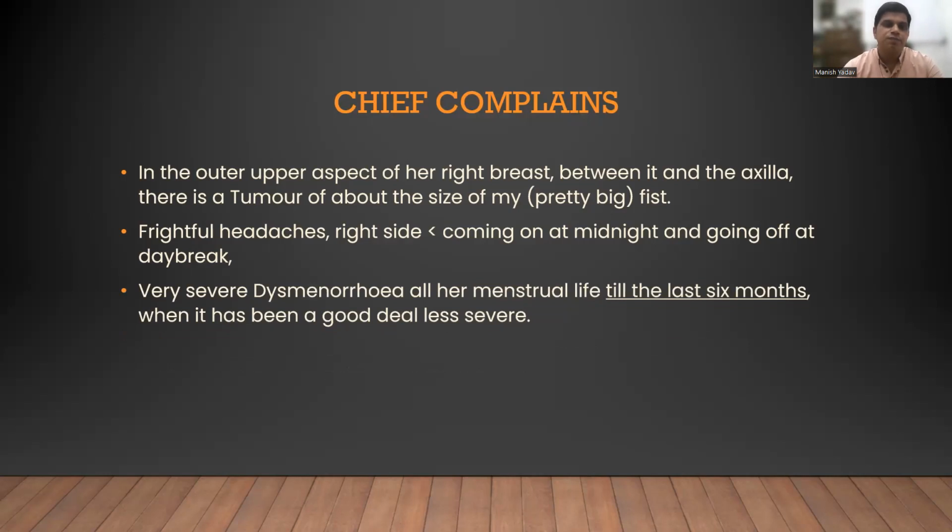Severe, very severe dysmenorrhea all her menstrual life. But for the last 6 months, it has been a good deal less severe. So all her life, she has been suffering from dysmenorrhea, which is also neuralgic in nature. And yes, lately a little better. So now you can connect this, right?